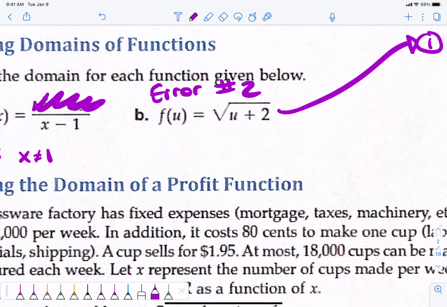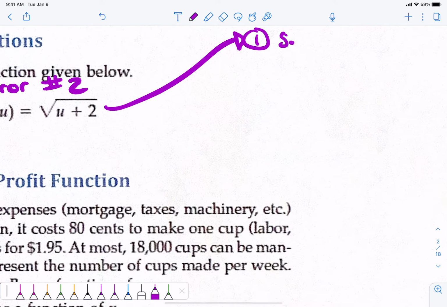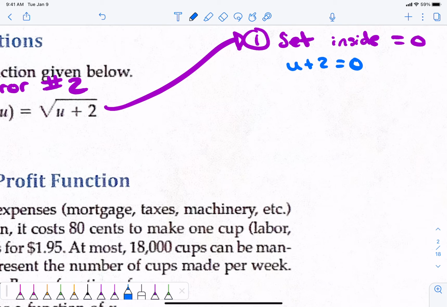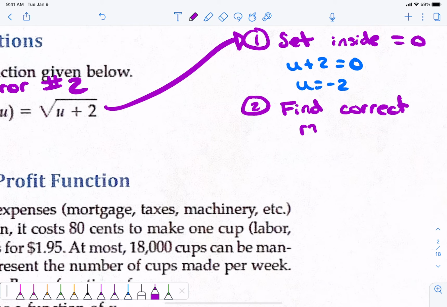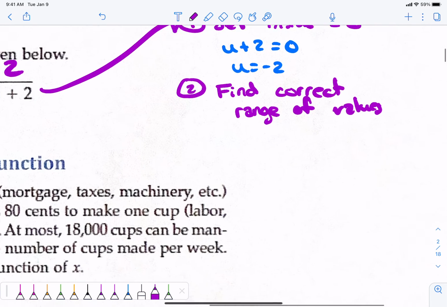Ready? Error number 2. The first thing is set the inside equal to 0. We set the inside part equal to 0. Okay, so u plus 2 equals 0 and we solve. u equals negative 2. Okay? And then I'm going to say find the correct range of values.